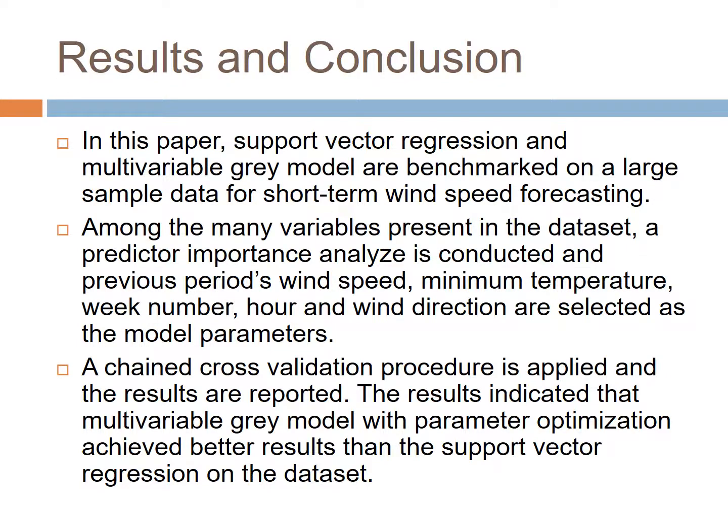So, in this paper, support vector regression and the multivariable gray model are benchmarked on a large sample dataset for short-term wind speed forecasting. Among the many variables represented in the dataset, a predictor importance analysis is conducted, and previous period's wind speed, minimum temperature, week number, hour and wind direction are selected as the model parameters. We have applied a chained cross-validation procedure and the results are reported. The results indicate that the multivariable gray model with parameter optimization achieved better results than support vector regression on the dataset.